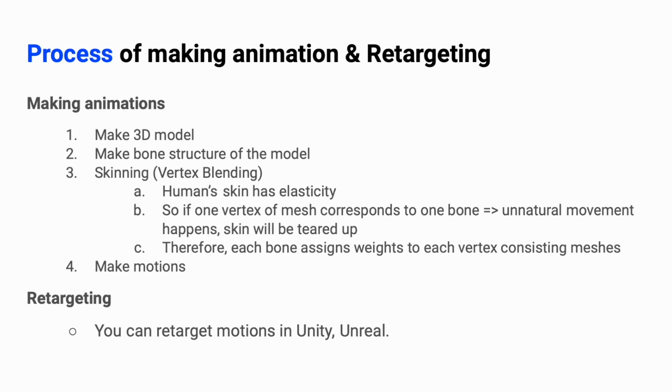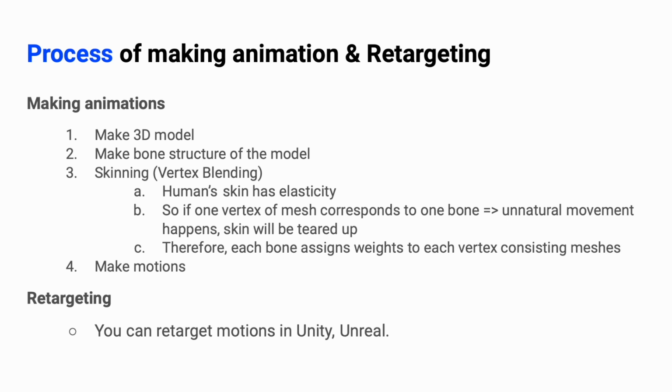This is a simple process of making animation. When we make animations, first we make a 3D model. Next, we make the bone or skeletal structure of the model. Then we do a process called skinning, or vertex blending.